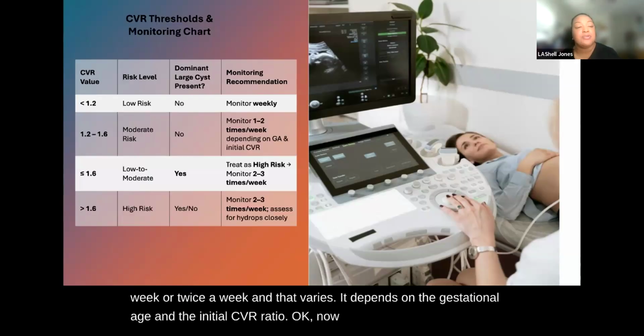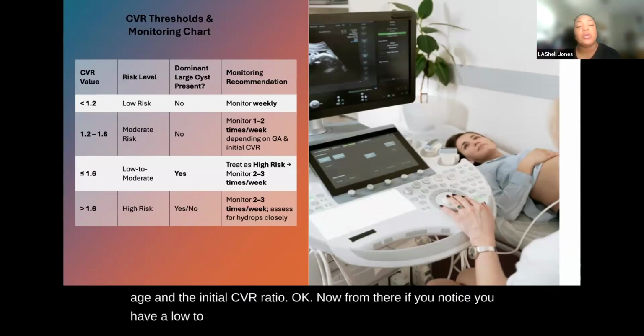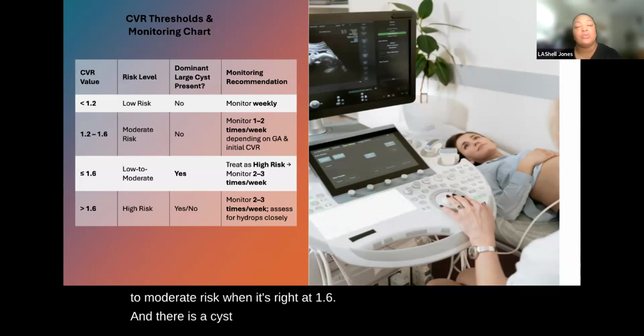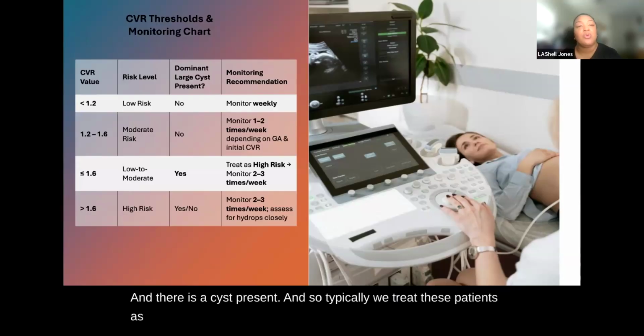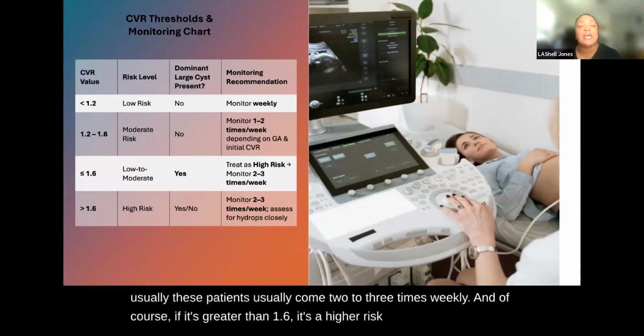Now from there, if you notice, you have a low to moderate risk when it's right at 1.6 and there is a cyst present. And so typically we treat these patients as high risk and we're going to monitor more frequently. So these patients usually come 2 to 3 times weekly. And of course, if it's greater than 1.6, it's a higher risk of high drops happening.